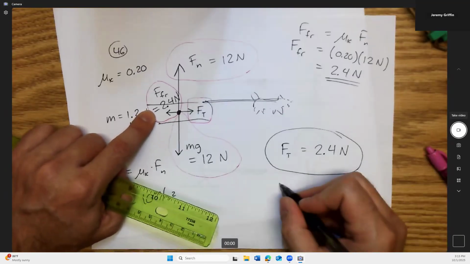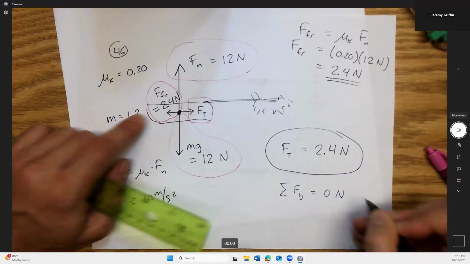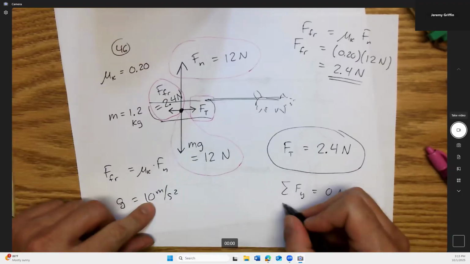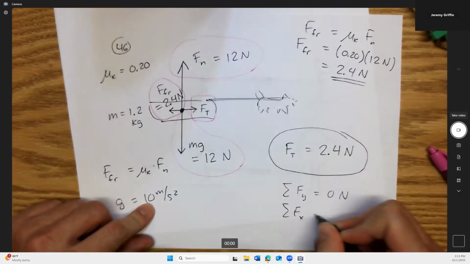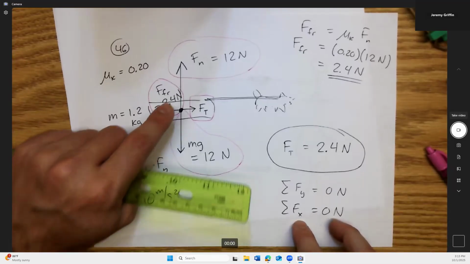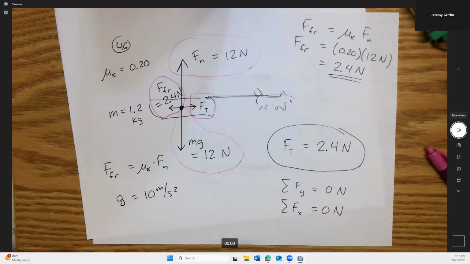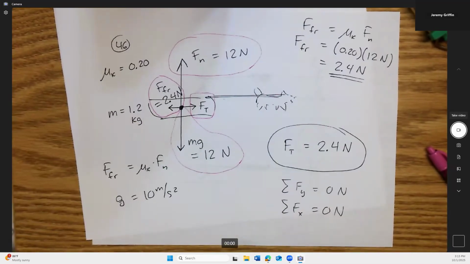So the conditions to solve this were, and I didn't write these down yet, the sum of the forces in the y direction goes to 0 newtons. That's how you know the normal force matches the weight. And then the sum of the forces in the x direction goes to 0 newtons because of constant velocity. And that's how you know the tension in the harness ropes has to match the friction force. Okay. That's good?